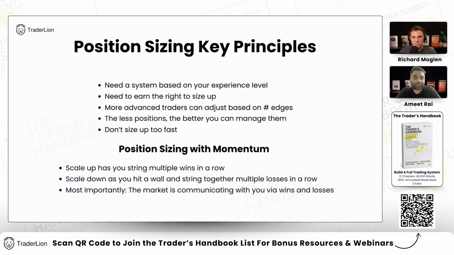Don't size up too fast and set yourself back trying to perform, when really your goal should be about building process first. Position sizing with momentum. Again, you want to scale up as you string multiple wins in a row, listen to that market feedback, and scale down as that market feedback turns negative. And very importantly, and we'll get into this in depth in the market cycle webinar, trade feedback is the market communicating with you via wins and losses about whether your style is working in the environment. We want to use that as feedback and position size accordingly using progressive exposure.